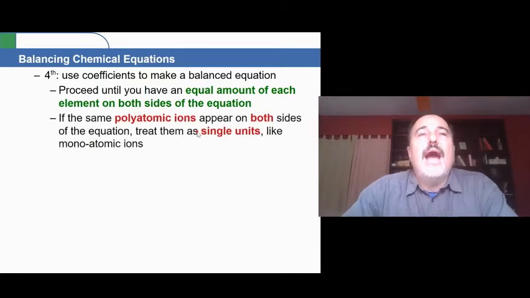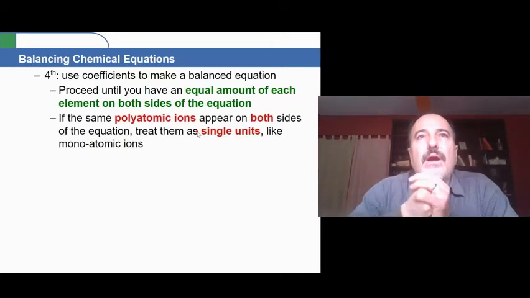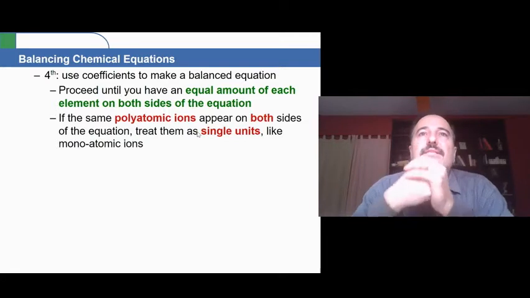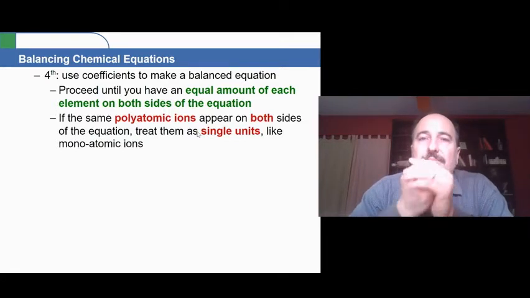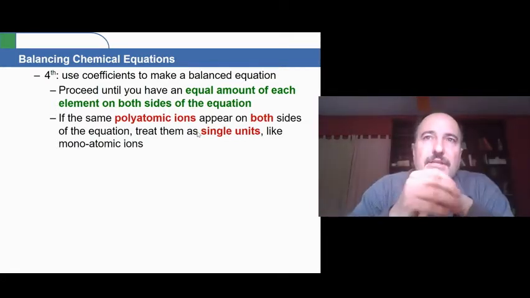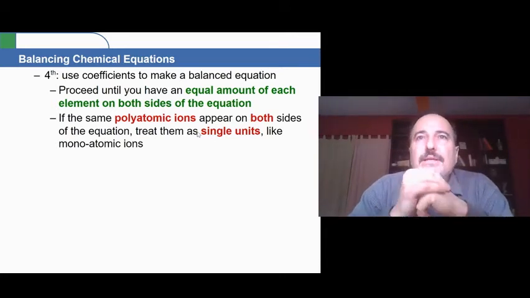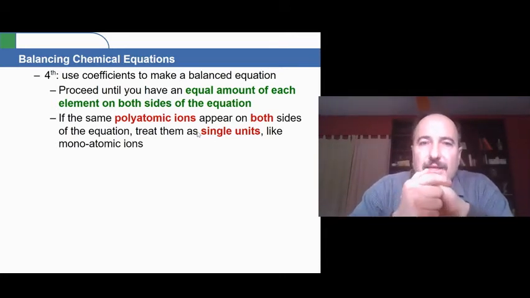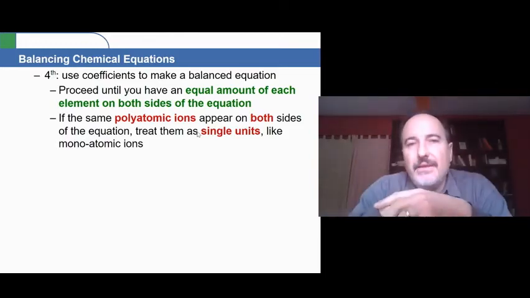All right. And as I'll show you a little later on in a sample problem, if you have the same polyatomic ions appearing on both sides of the equation, you can treat them as single units, like monoatomic ions, or you can split them up.